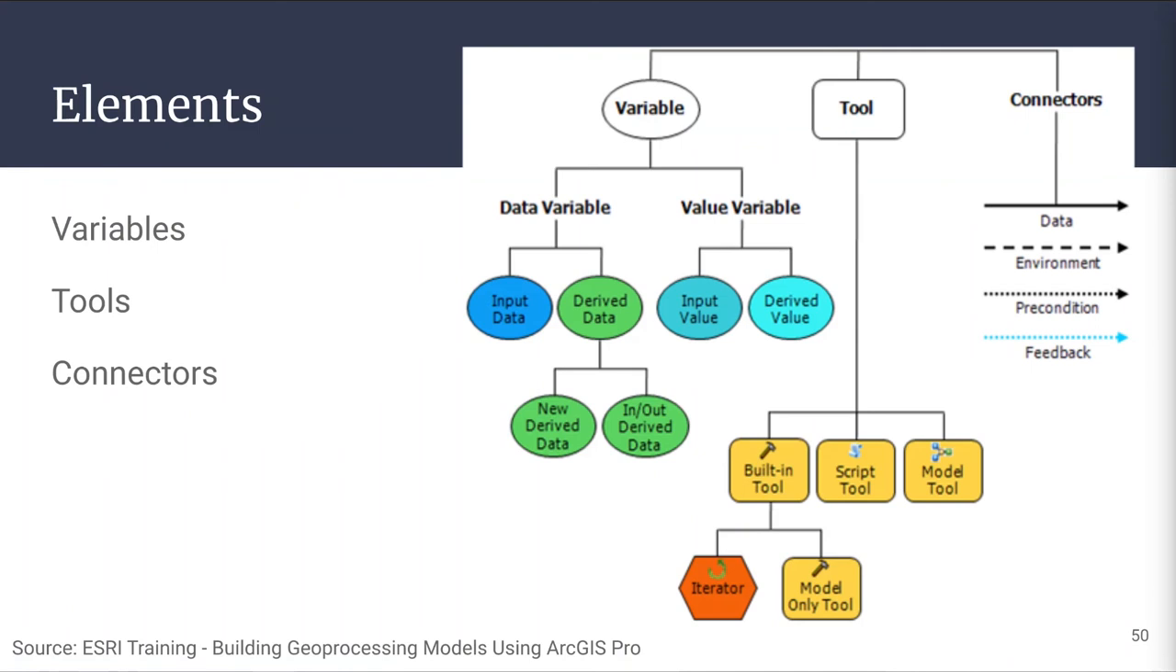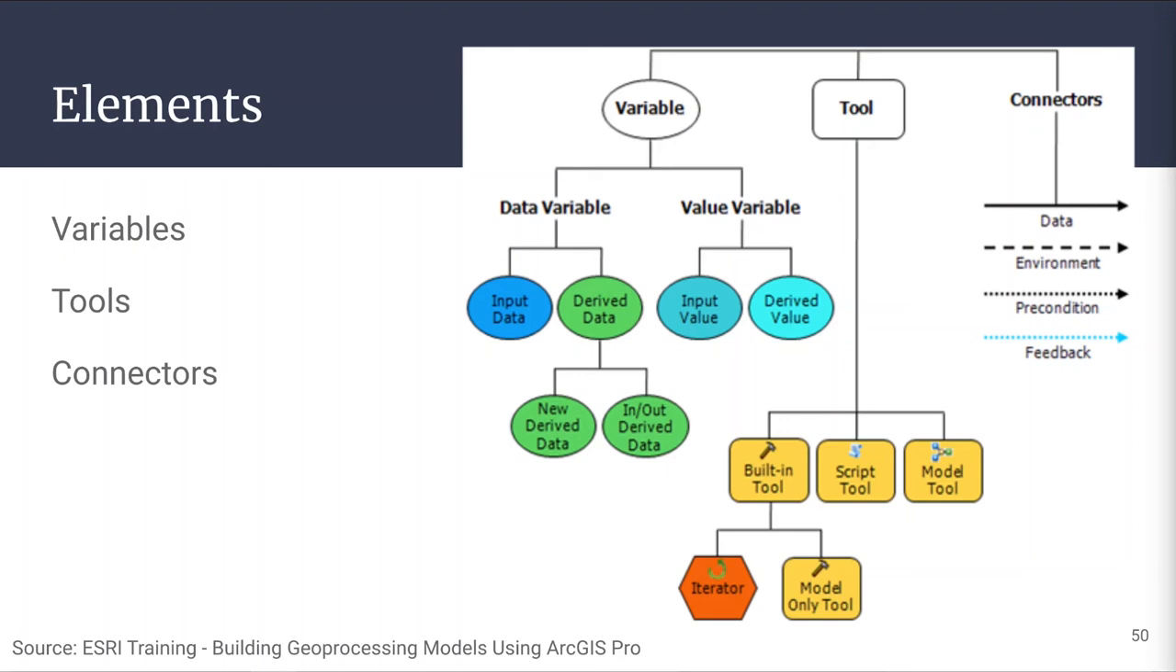So now to the nuts and bolts of ModelBuilder, there are 3 main elements in ModelBuilder. When you start a model, you'll start with a blank window, and you have to add these different elements that exist within these 3 categories. The categories are variables, tools, and connectors. And you're essentially always going to use all of these in a model, but maybe not all the subtypes of each of these 3 categories.